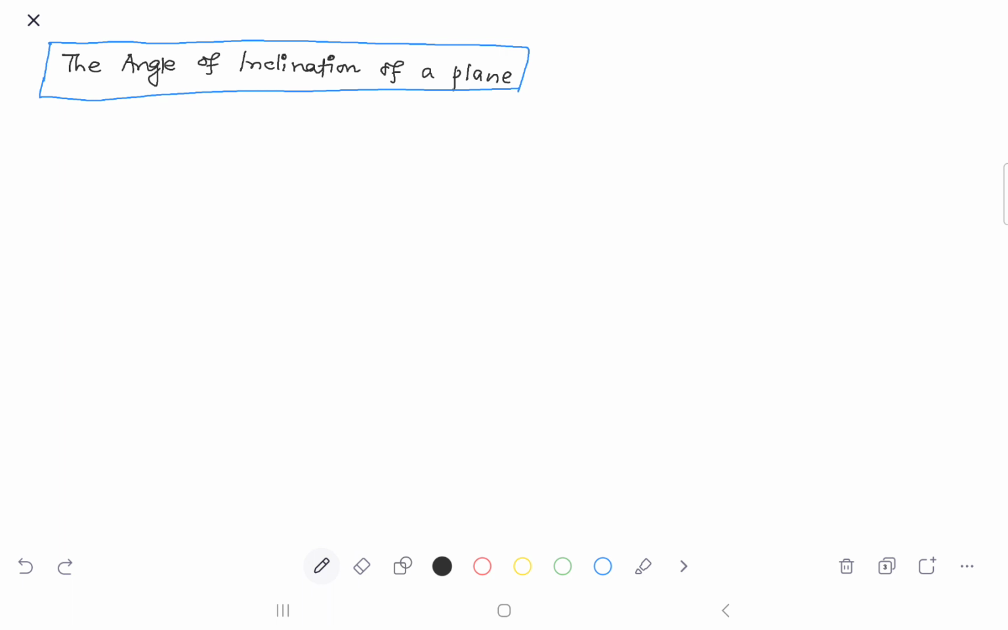Okay, so let me tell you the next idea, the angle of inclination of the plane. I'll give you a little overview of what we have done, the formulas and the concept. I'll tell you for 5 minutes. I will give you an overview today.